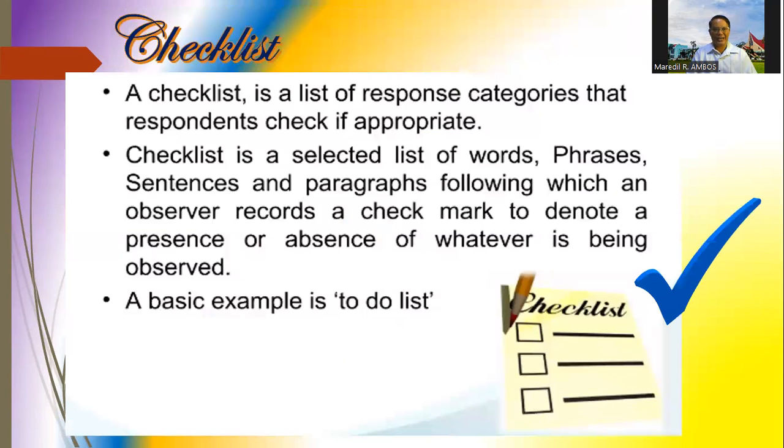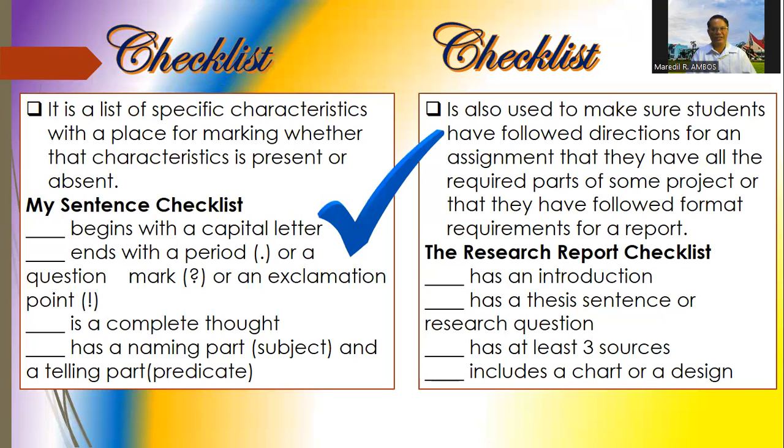Let's have the checklist. What we have mentioned is that a checklist is a list of response categories that respondents check if appropriate. So you just do the checking. The checklist is a selected list of words, phrases, sentences, and paragraphs following which an observer records a check mark to denote the presence or absence of whatever is being observed. A basic example is a to-do list, wherein you check if it is being attained or not.